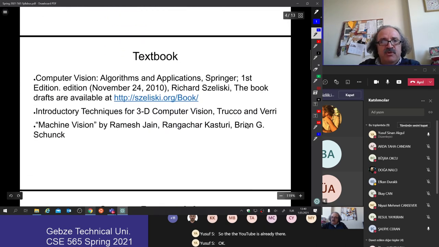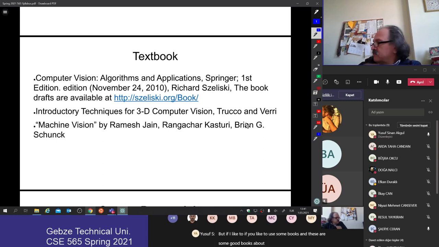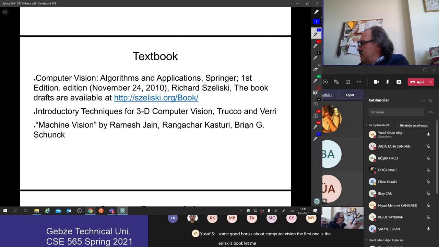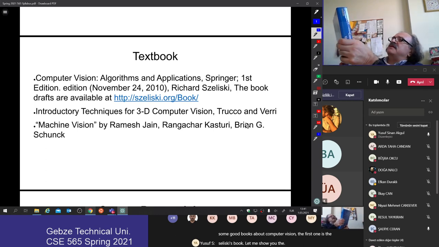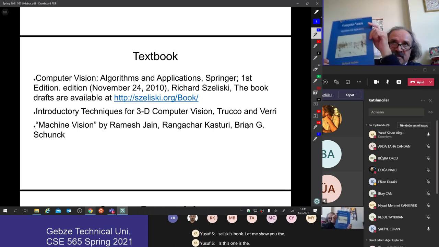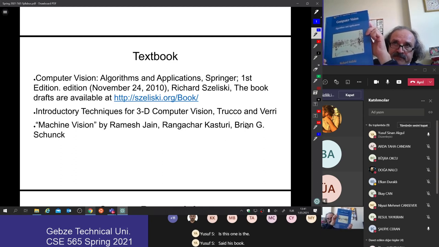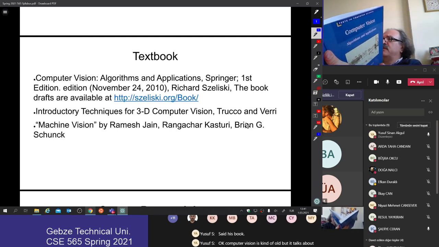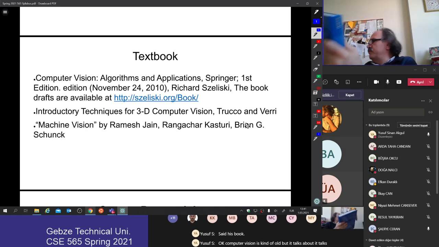If I continue the textbook, for this course, I will be using lots of material from all over the literature, many books, many slides from other people. But if you would like to use some books, these are some good books about computer vision. The first one is Szeliski's book. Let me show you Szeliski's book. Computer vision. It's kind of old, but it talks about the basics of computer vision.